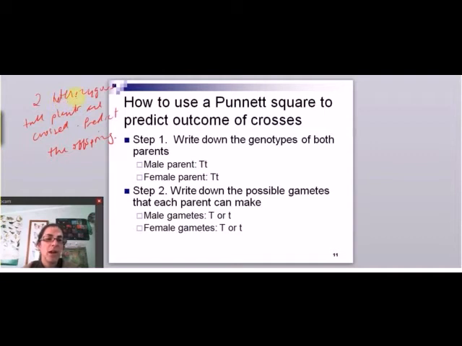Since both parents are heterozygous tall, then both parents must be big T, little t. So one parent is big T, little t, the other parent is big T, little t. The next step is to decide which gametes those parents can make. So again, this is pretty straightforward. In this case, the male can either make a gamete with a big T or with a little t. And so same with the mother, because she's the same. Her egg either has a big T or a little t in it.